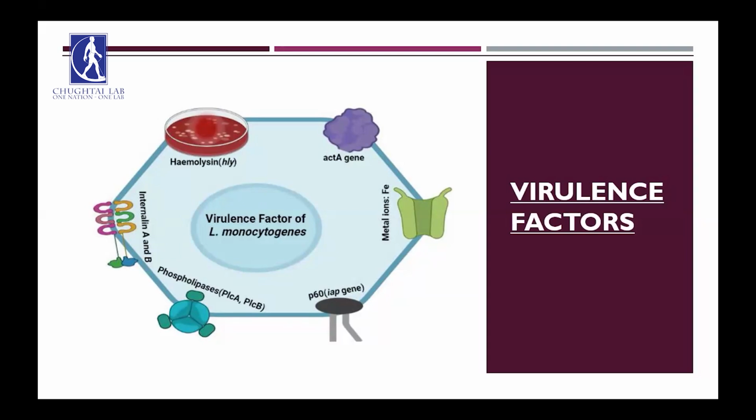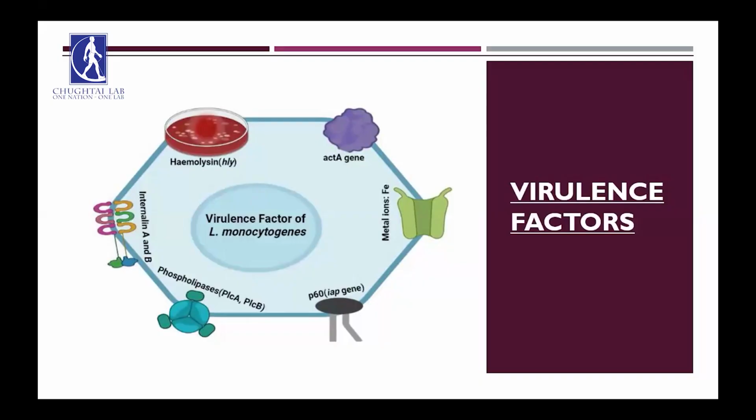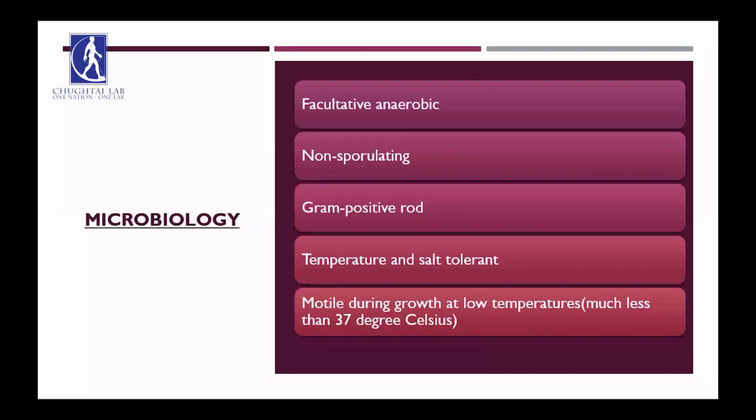We have phospholipases, which help in degradation of the host cell membrane. And then we have internalin A and B, which help it enter endothelial and epithelial cells. So this is the microbiology of Listeria. It is a facultative anaerobe, non-sporulating, gram-positive rod, temperature and salt tolerant. It is motile at low temperatures.